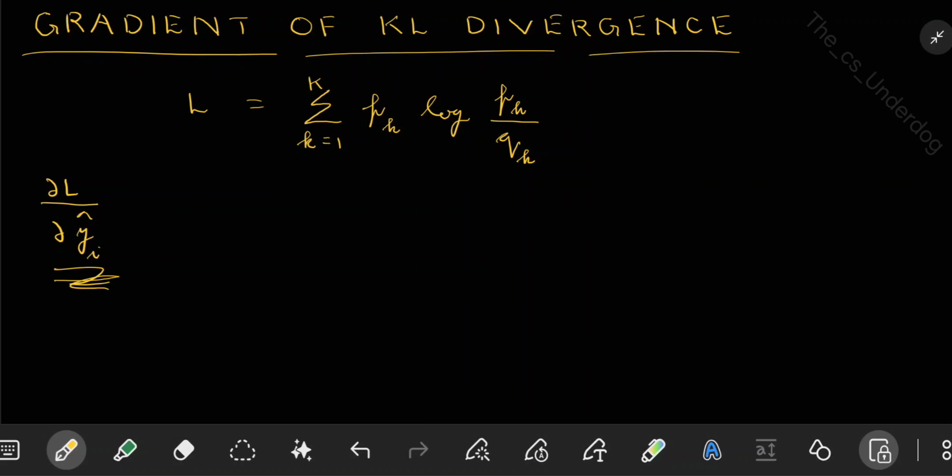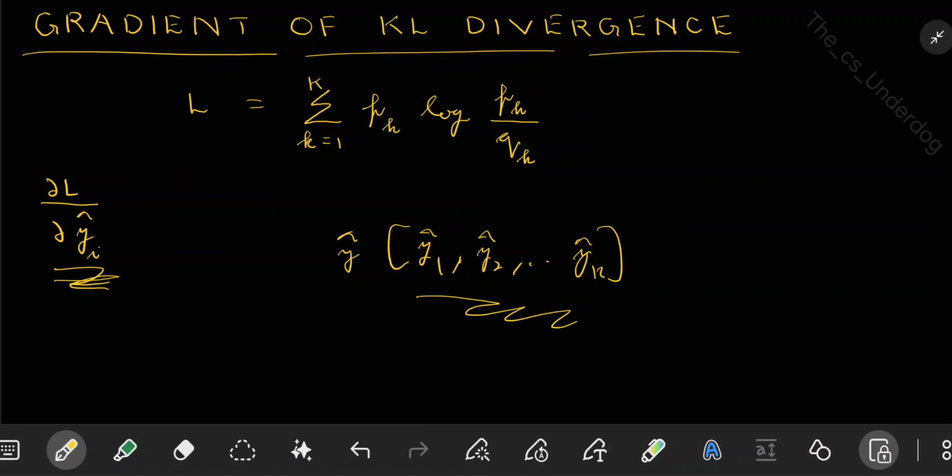With respect to each of the yi, that is, in y cap, you will have a vector like y1 cap, y2 cap, so on up to yk cap. With respect to each of these, you will have to find loss. You will have to take the derivative of the loss, which is the gradient, and this you will back propagate in order to improve your model.